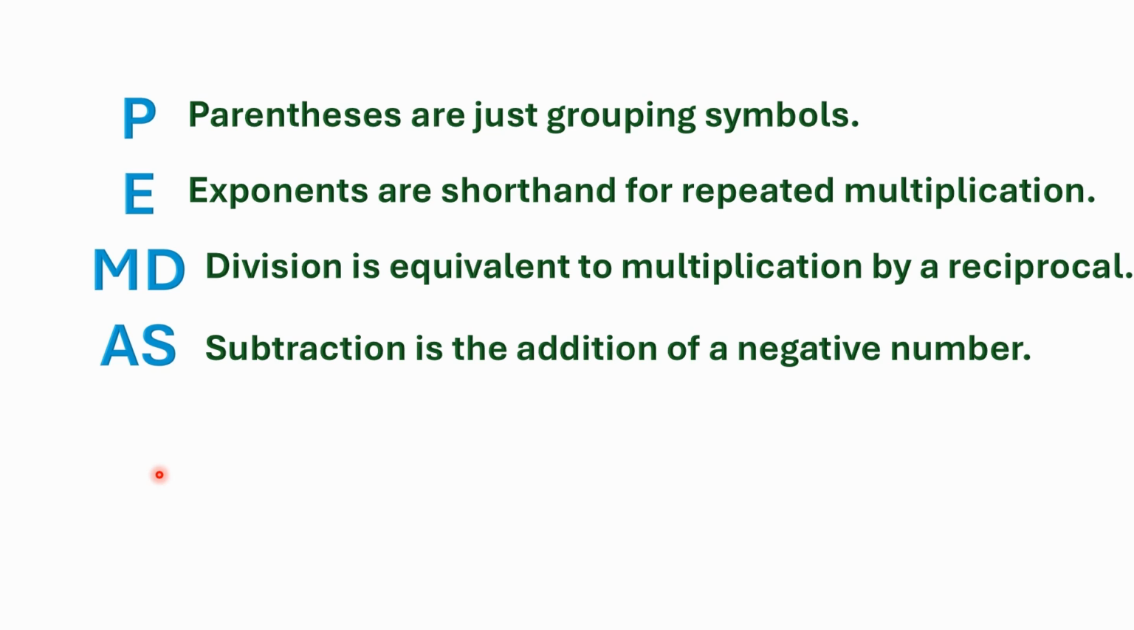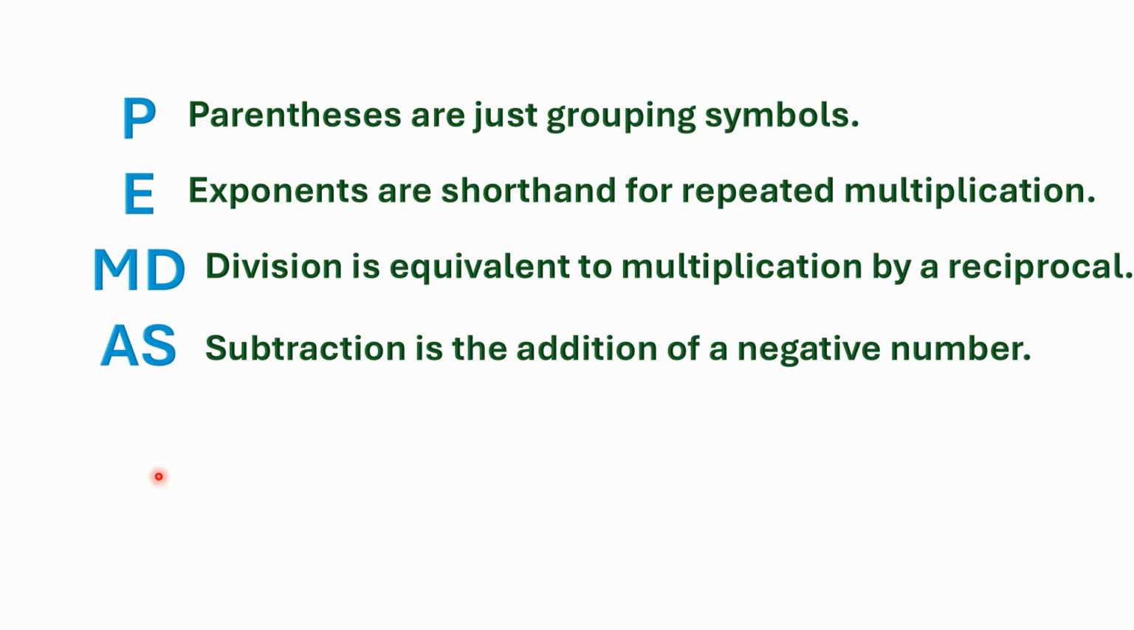Now, if we don't have any parentheses, we move on and look for any exponents in the problem. Are there any exponents? Exponents are nothing more than shorthand for repeated multiplication. 5 to the second power is the same thing as 5 times 5. 5 to the third power, 5 cubed, is 5 times 5 times 5. Those are equivalent. It's just a shorthand way of writing out repeated multiplication. Now, if you don't have any exponents, we move on.